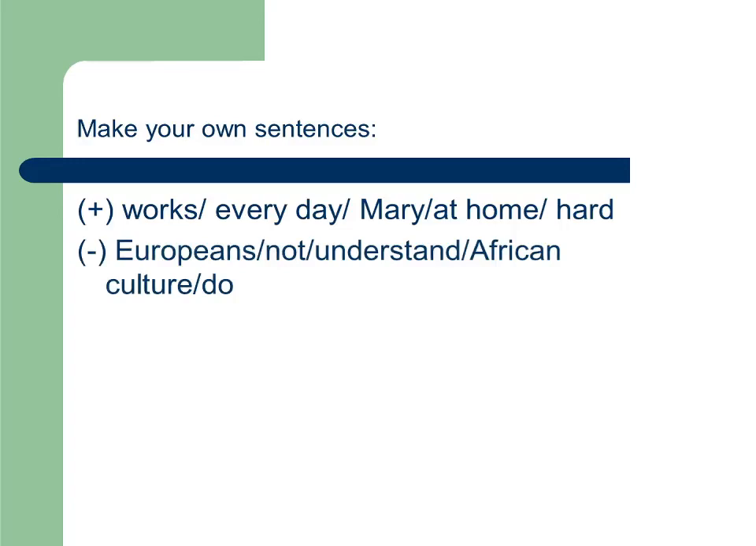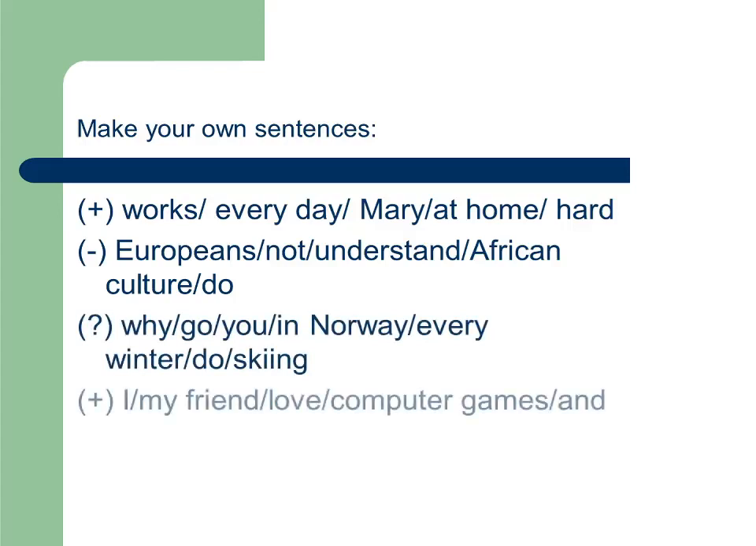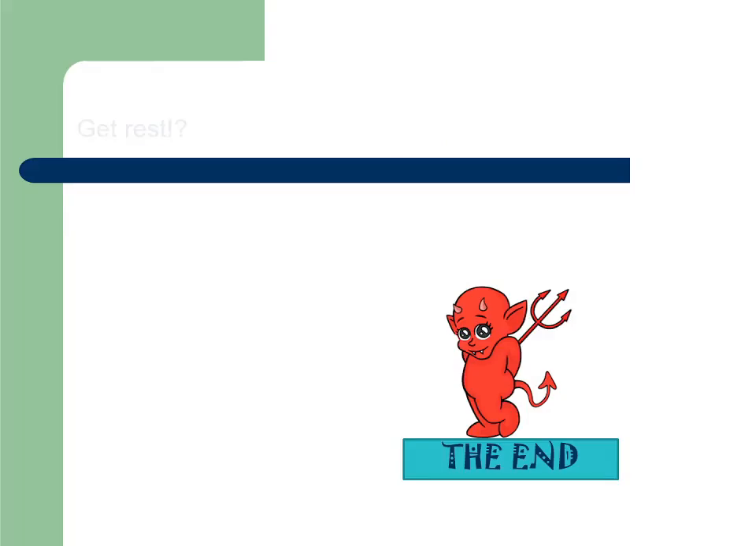Here you look at it. Europeans not understand African culture too. We can understand that it is a negative sentence because a not is just fixed in between these jumbled words. Why go you in Norway every winter to ski? A question. And again comes a positive, that is an affirmative sentence. Do cats like not dogs? Here it is the time for you to answer the question, and please take rest.